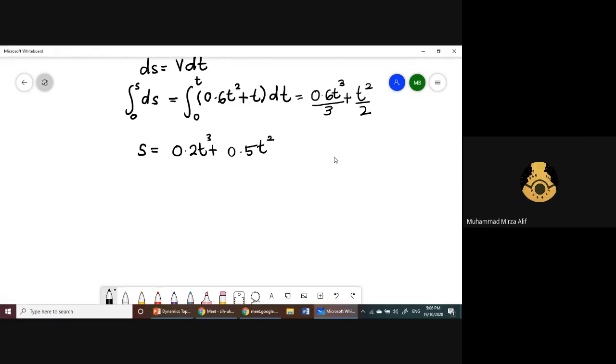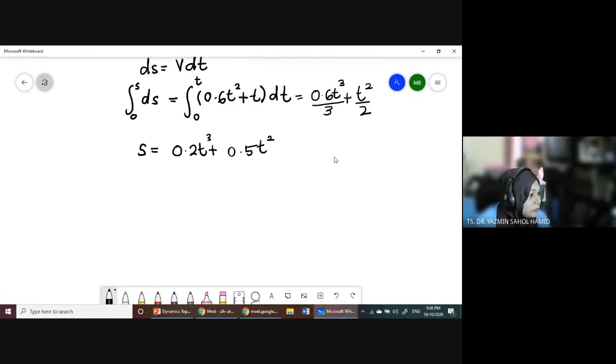Okay. So, the next thing that you need to do is just replace the value of T with number 3, because the question asks you to find the position at 3 seconds. So what do you get?